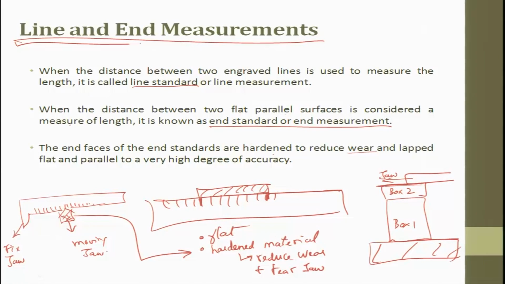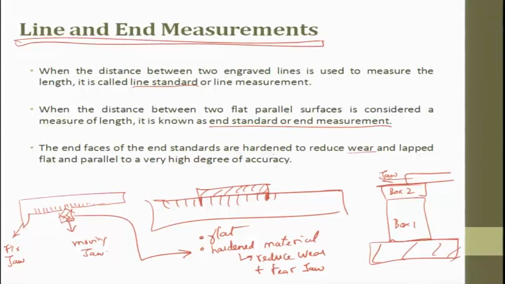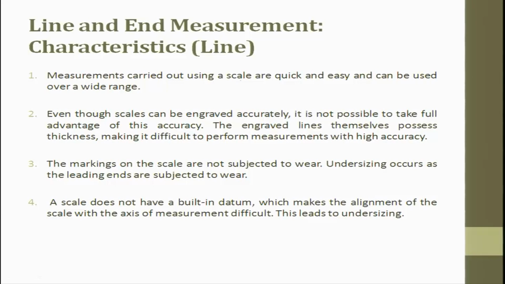Here we have seen two measurements, line measurement and end measurement. Line measurement is when you place an object between two lines and take a measurement. If you take two ends, it is called end measurement. Measurements carried out using a scale are quick and easy and can be used over a wide range. For example, you have a tape. If you want to measure the height of a person or the height or width of a table, we quickly grab that scale, measure it and come out of it.